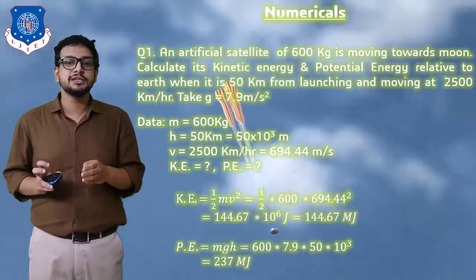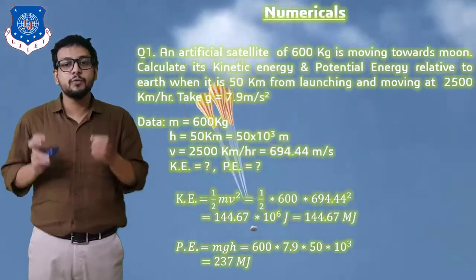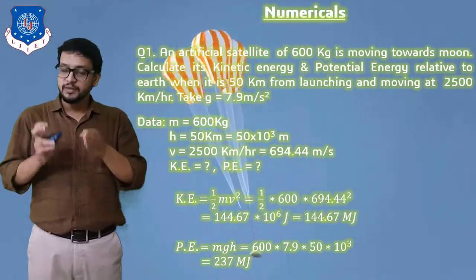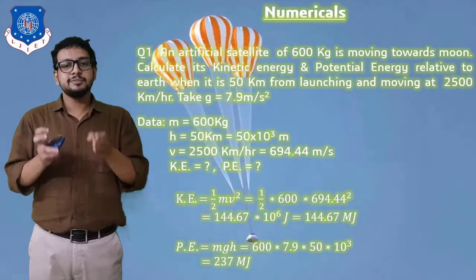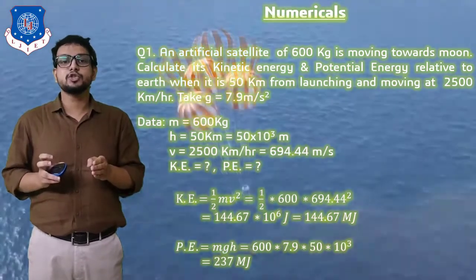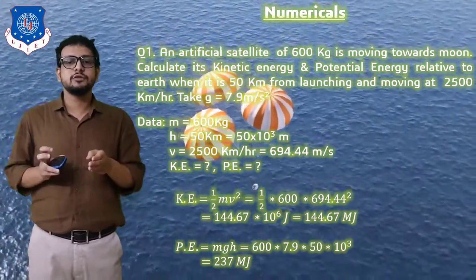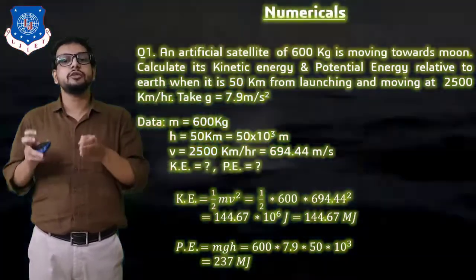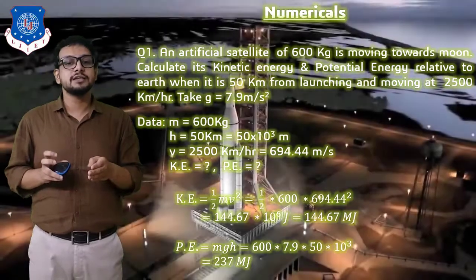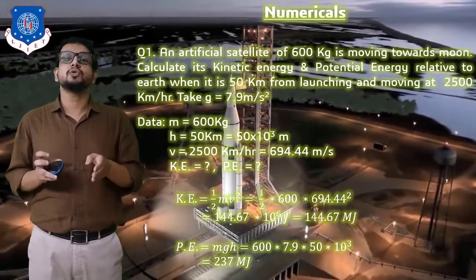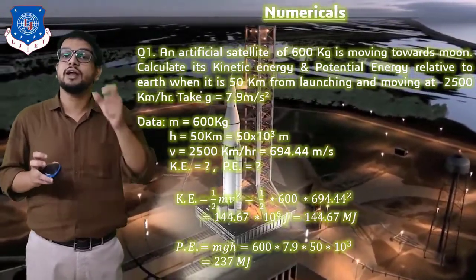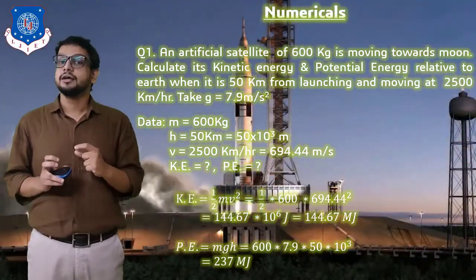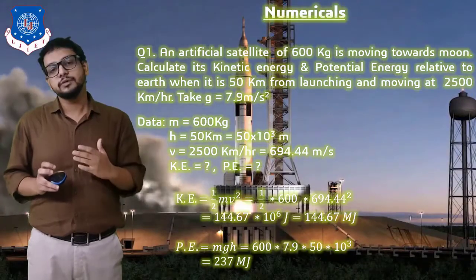So 10 raised to 6 joule is mega, so I have represented it as 144.67 megajoule. This is our final answer of kinetic energy. And similarly potential energy equals mgh, which is equal to 600 into 7.9 into 50 into 10 raised to 3. So the final answer is 237 megajoule, which is the potential energy of that artificial satellite at a height of around 50 kilometers from the launching position.